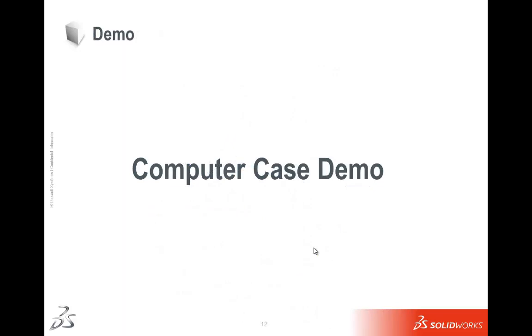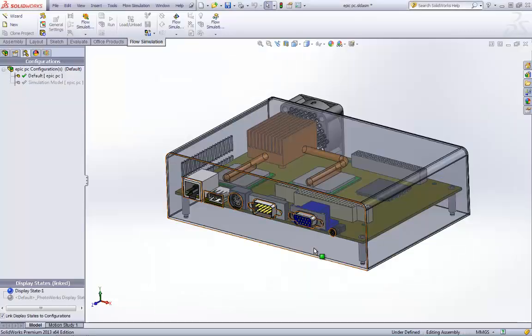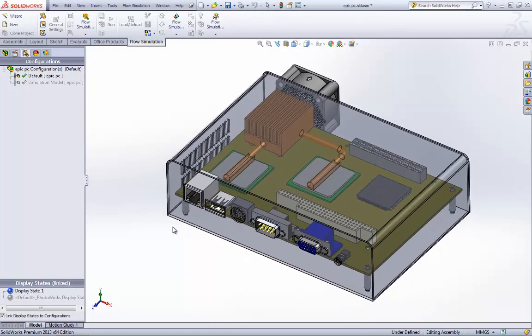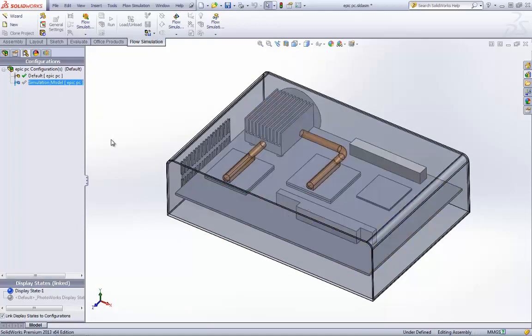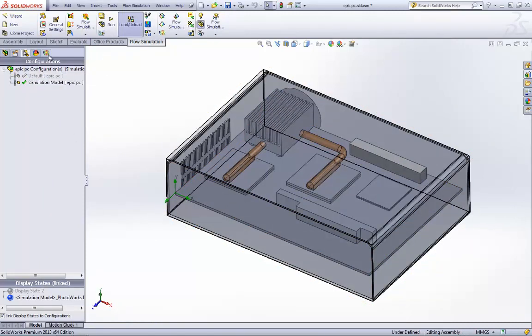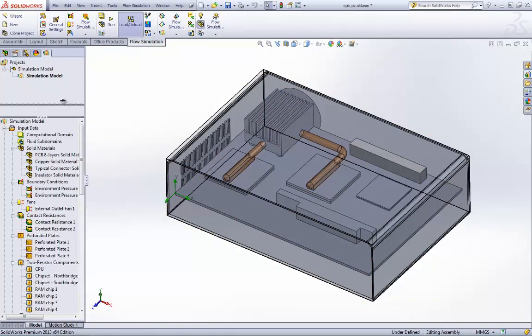I'm just going to hop over to SOLIDWORKS here. And we can see our model here like we saw in the picture. I have a simplified configuration because, remember, with simulation you always want to simplify as much as you possibly can. All right, so let's take a look at the setup of this model.